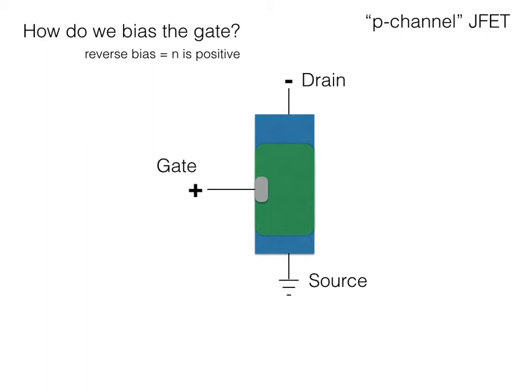I should also point out that the source in this picture is ground, but even if the source is positive, that's okay as long as the gate is more positive. The key thing is that we're reverse biasing, and the voltage that we refer to when we're thinking about reverse biasing is VGS. So VGS needs to be positive for a p-channel JFET, because the gate is N material, in order to grow the depletion zone and block current. VGS needs to be positive.